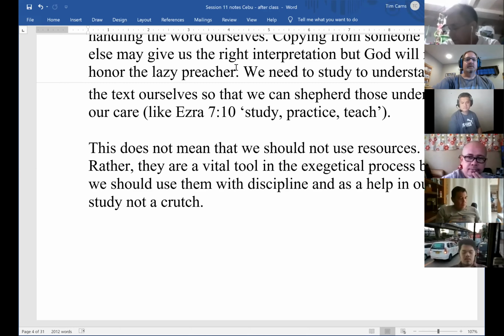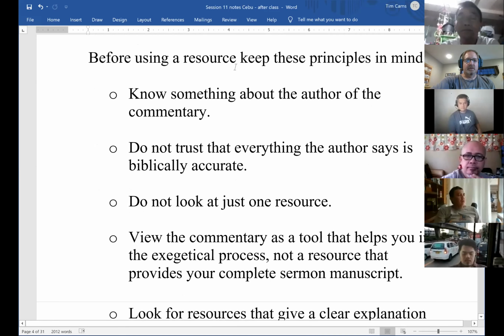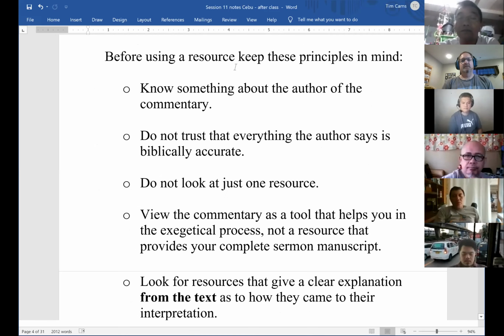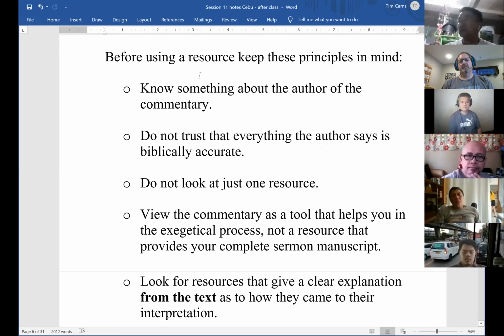Okay. All right. One other thing, just keep this in mind as well. As you use a resource, whether it's a commentary or a sermon or anything, know something about the author of the book or know something about the preacher, meaning what's his background? Is he a Christian? What doctrinal position does he come from?